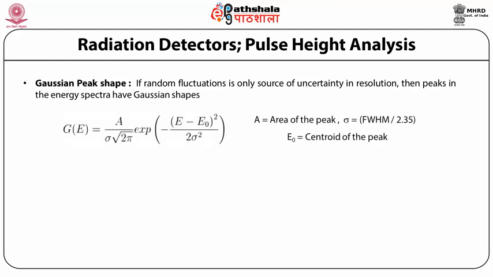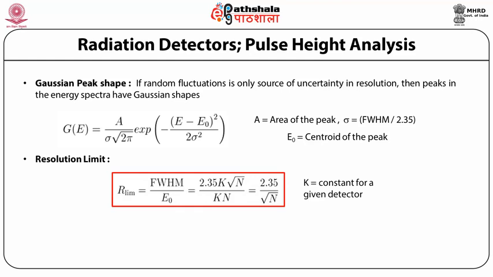exponential minus (E minus E naught) whole square upon 2 sigma square, where E is the energy of the photon, E0 is basically the maximum energy or the centroid of the gamma energy peak, sigma square is the variance, A is the area of the peak. So here basically sigma is a function of FWHM. It can be given as FWHM upon 2.35. So resolution limit is given by R equal to FWHM upon E0, that is equal to 2.35 upon square root of N, where K is equal to a constant for a given detector.